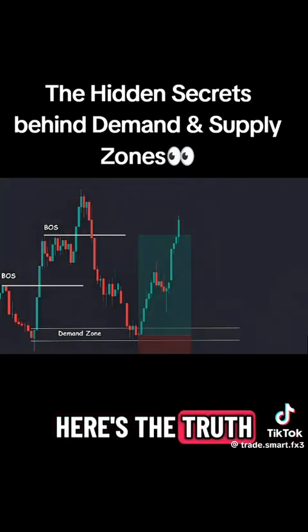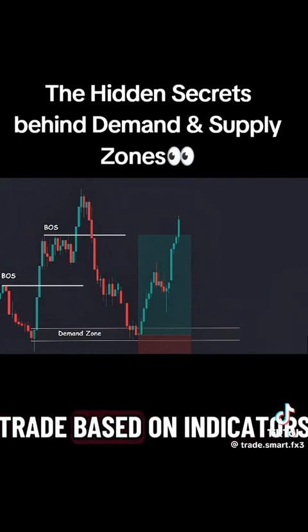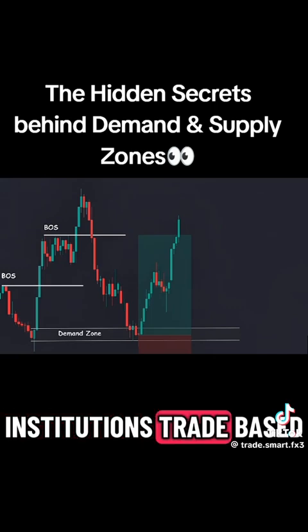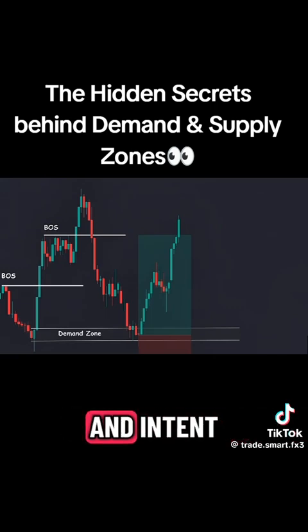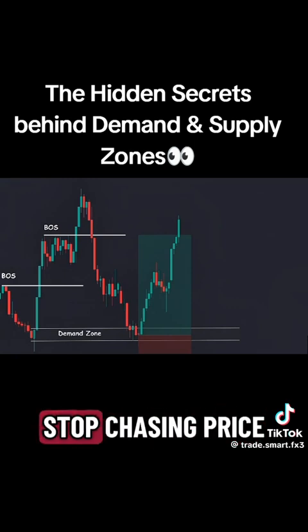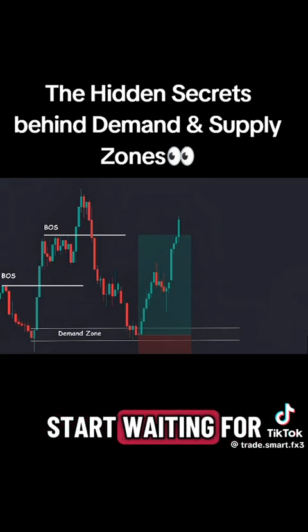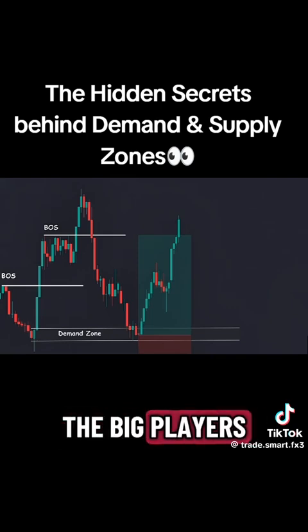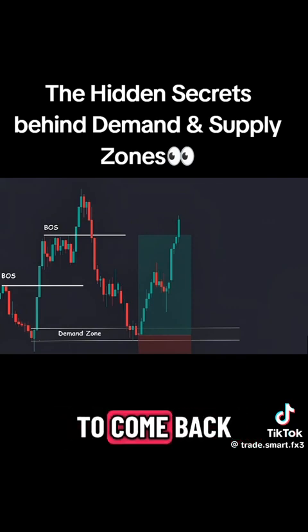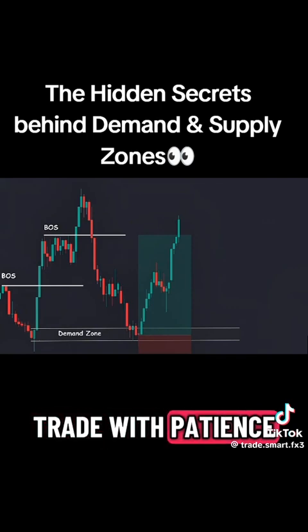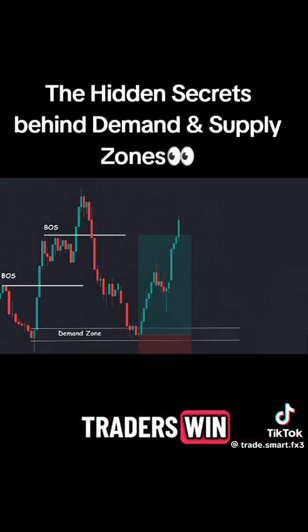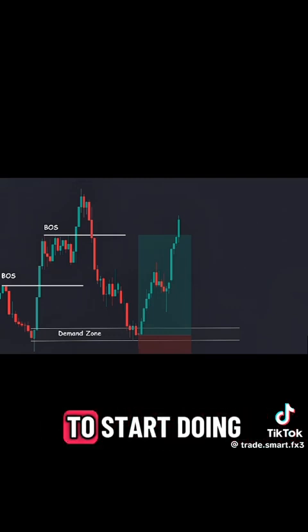Here's the truth. Most retail traders trade based on indicators, feelings, and noise. Institutions trade based on price, levels, and intent. If you want to succeed, start thinking like them. Stop chasing price. Start waiting for it to return to areas where the big players left footprints. Mark clean zones. Wait for price to come back. Trade with patience, confirmation, and risk control. That's how real traders win. And now you know exactly how to start doing it too.